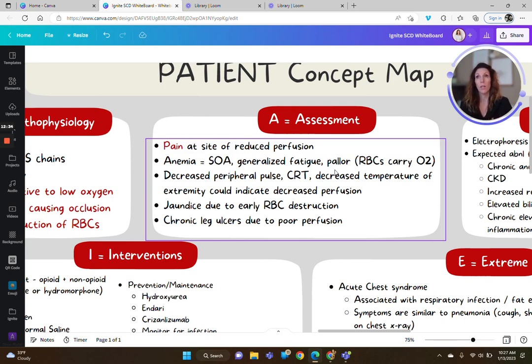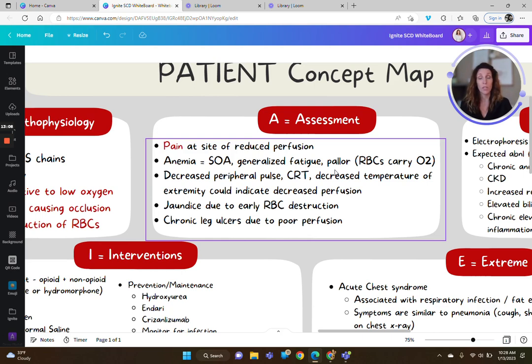So, a lot of chronic disease states will have just a stable form of the disease. So I have the disease, I know I have the disease, it affects me in certain ways. But then there are episodes where I really have big problems. It's exacerbated at that time. And in sickle cell disease, we call that a sickle cell crisis. And patients who are in crisis are going to have pain at the site of the reduced perfusion.